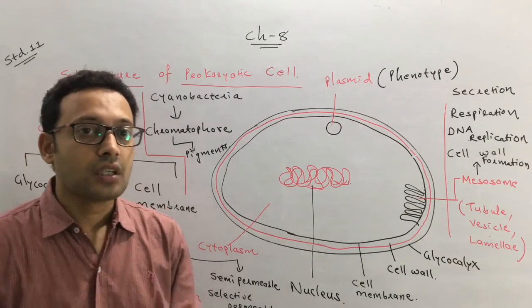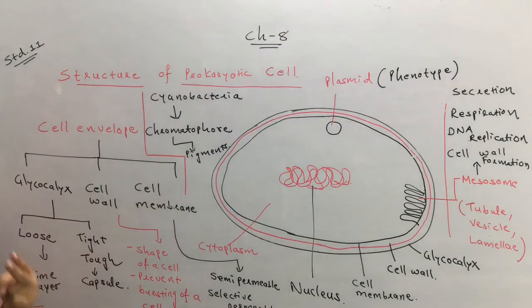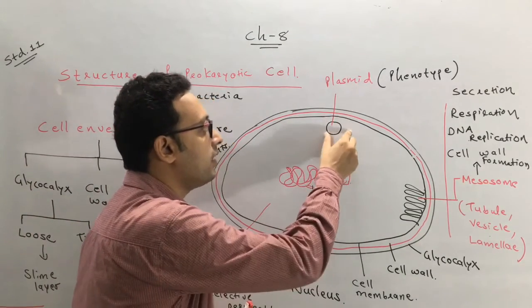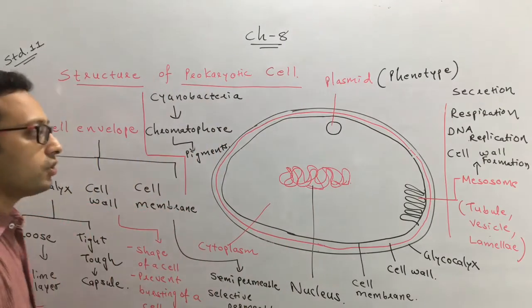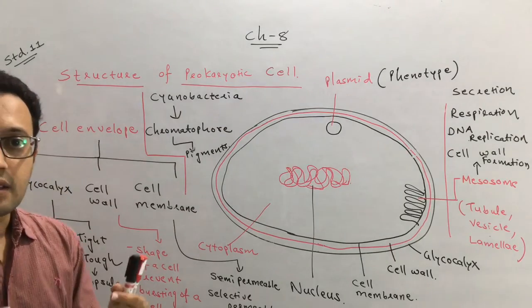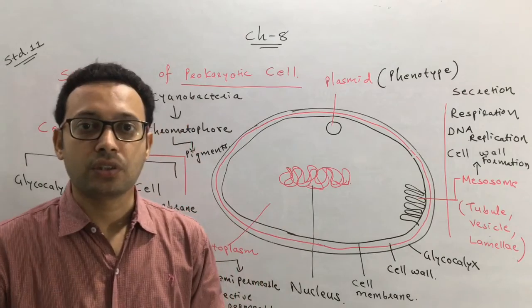So students, we have discussed the first two components of the bacterial cell. The one is the nucleus, that means the genomic DNA, and the small circular DNA, the plasmid. Second, we have also discussed the cell envelope. And we will discuss the other components in the next session.